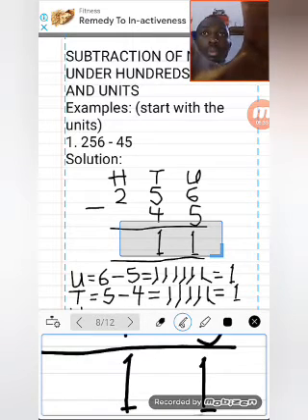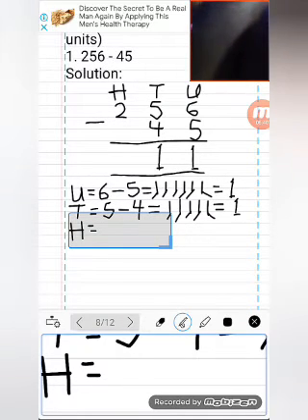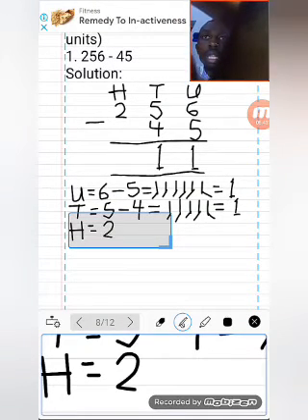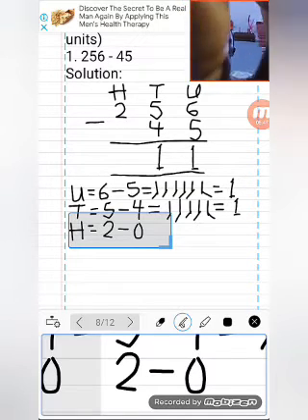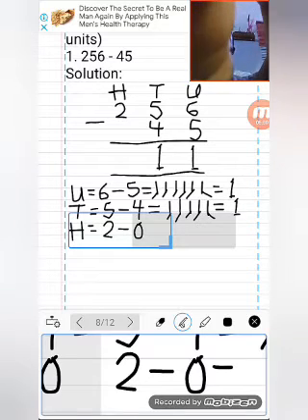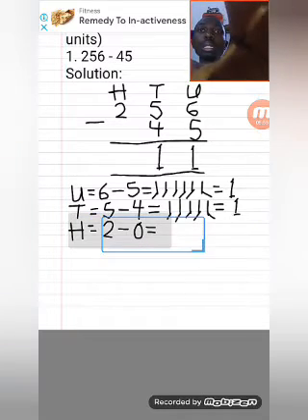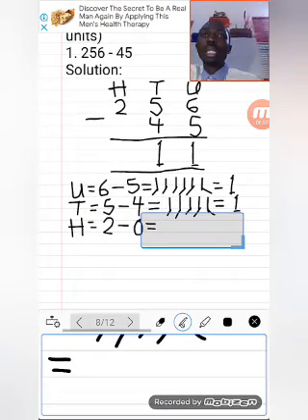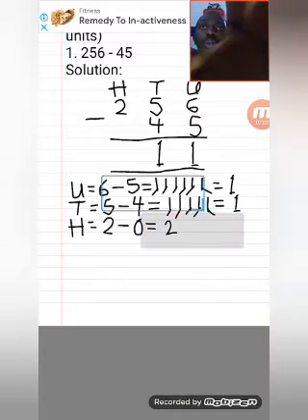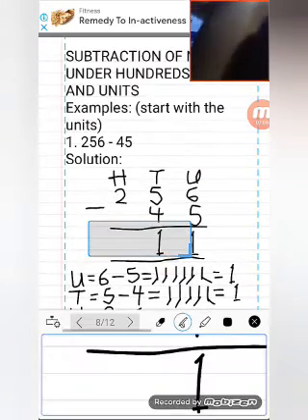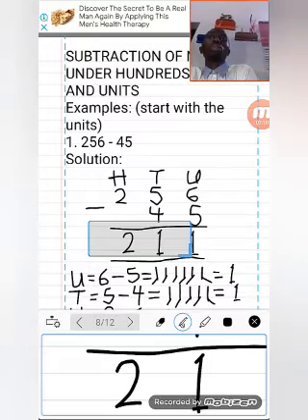So now the next one we have for the hundreds is 2. And there's nothing there, so that will be 0. That's 2 minus 0. And any number subtracted by 0, or rather taking away 0 from any number, is the same number, 2. So we write 2 here. 2. So there we have it.